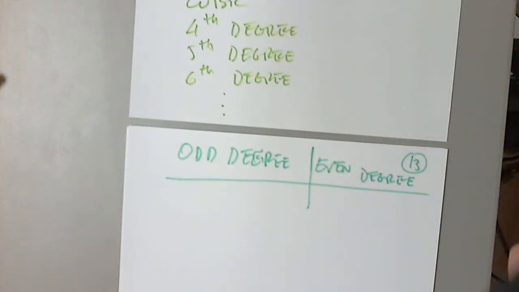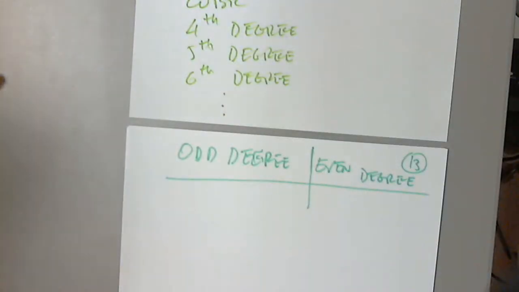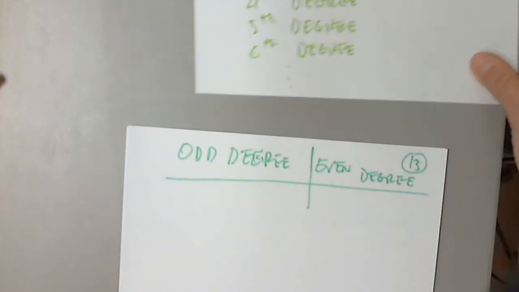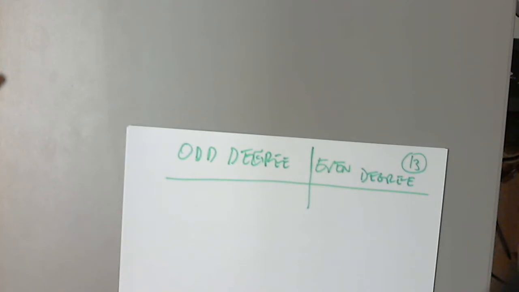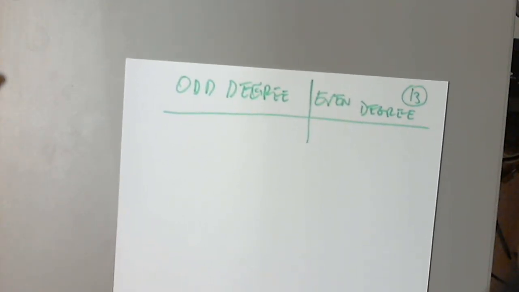We had, in the quadratic function, 7 steps. Well, here we have more than 7 steps in graphing these polynomial functions. The first example will take a while. Then the next examples will take a couple of minutes, but the first one will take a while.